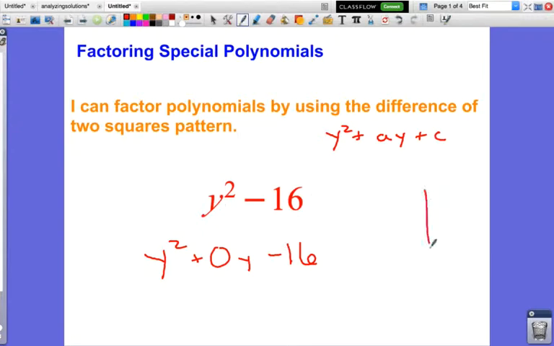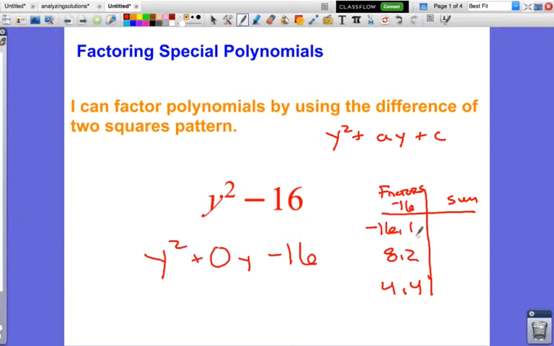We're going to do the same process as before and look at the factors of negative 16 whose sum is equal to 0, because this is just having a 0y in the middle. When I think of 16, I think of 16 and 1, 8 and 2, and 4 and 4. One is going to be positive and one negative because the product is negative. So negative 16 times 1, or 16 times negative 1, negative 8 times 2, or 8 times negative 2, and negative 4 times 4. I'm looking for which pair adds up to 0.